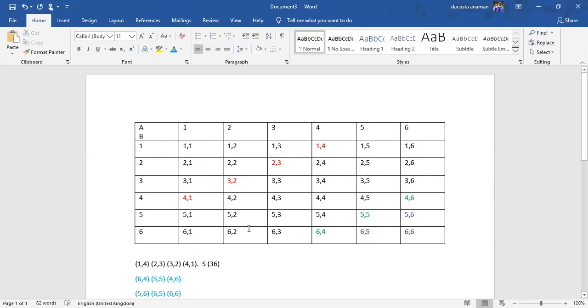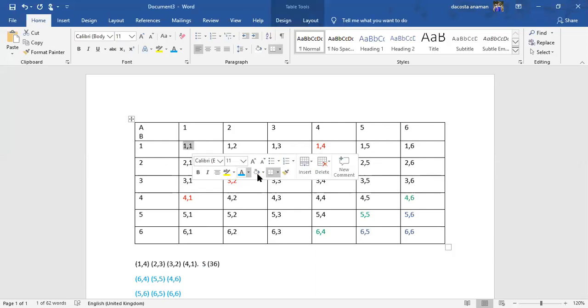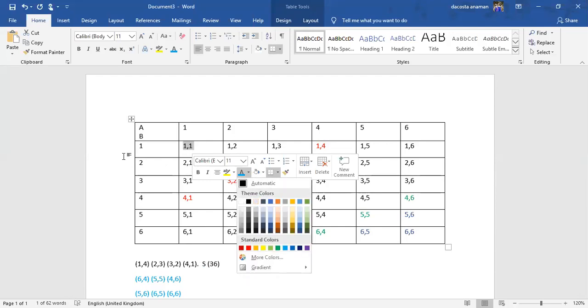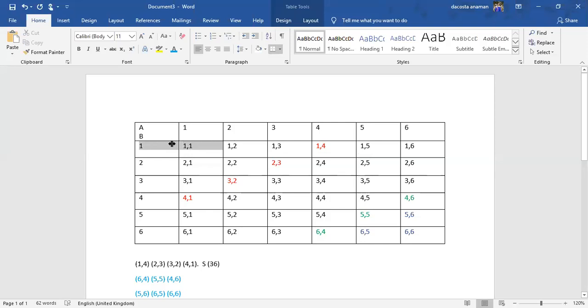If the die will show different scores, then 1 and 1 is the same score. It's not different. So let's give it a different color. Okay, so 1 and 1 is the same score. 2 and 2 is the same score. 3 and 3 is the same score. 4 and 4 is the same score. 5 and 5 and 6 and 6, they are all the same scores. So we have to subtract the same scores from the total number of scores. And the same scores is 6. 1, 2, 3, 4, 5, 6.